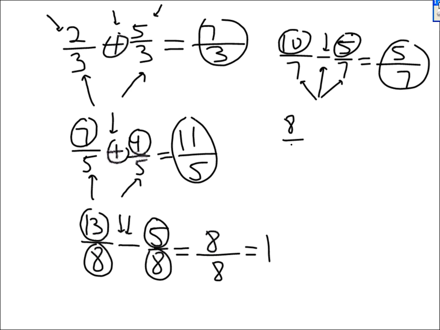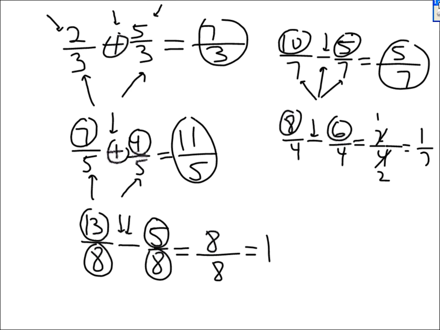You have 8/4, and you want to take away 6/4 in subtraction. The denominators are the same, so you keep it the same. And of course, it's not 2, it's 4. 8 take away 6 is 2, and 2 goes into both the top and bottom number. 2 goes into 2 one time, goes into 4 two times. The answer is 1/2.